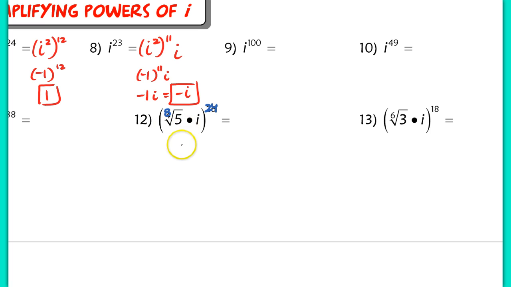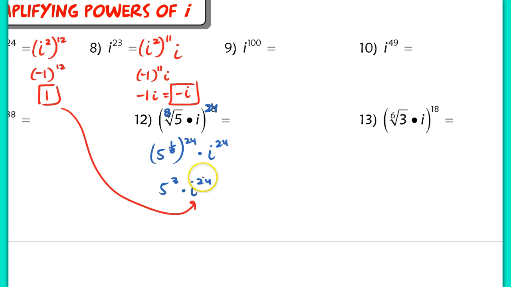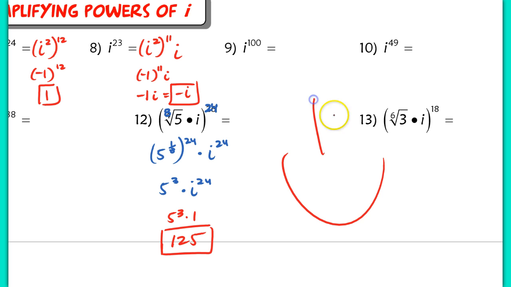So I'm going to essentially just distribute this 24 to both. I'm going to rewrite this as 5 to the 1/8 power raised to the 24th power multiplied by i to the 24th. So this becomes 5 to the 3rd power times i to the 24th. Now i to the 24th, they did this on purpose. We already evaluated that. Essentially all you would do here is do the same thing you did for 9, 10, and 11. But since I already know the outcome of this, this is just 1. This is 5 cubed times 1. So just 125.